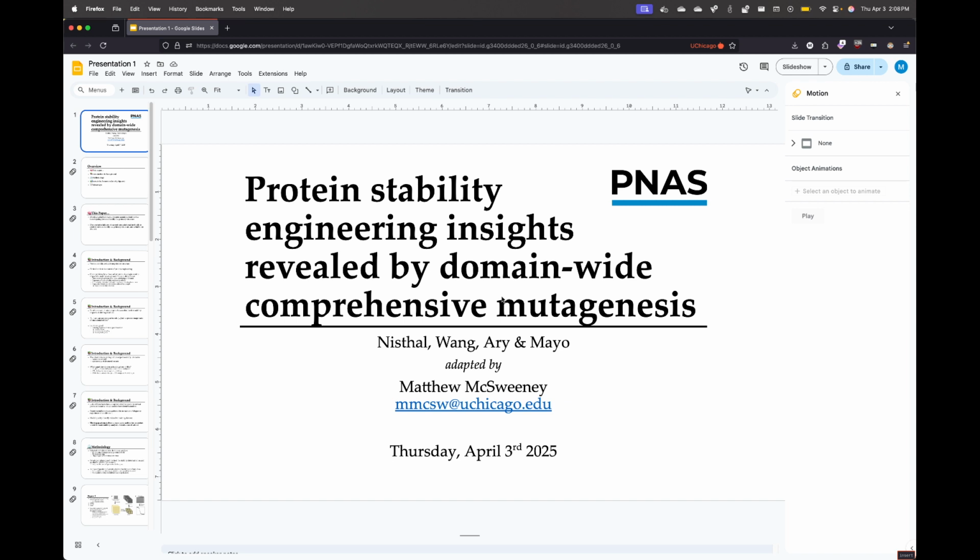This is not anything new. We're engaging the visual cortex here. This is just a really nice visualization of what's happening. We are mapping that median delta delta G value that we just saw onto each position in the protein. And it's really obvious here that the positions that end up with the greatest destabilizing effect are all on the interior, and the ones that have a stabilizing or neutral effect are all on the exterior.